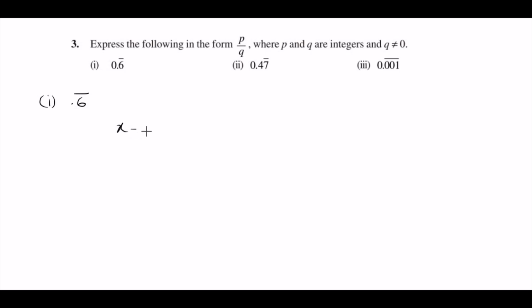So let x be 0.666 that goes on with the first equation. Here only one number is repeating. So you have to multiply the first equation by 10. When you multiply by 10, you have to multiply both the sides. That is the left hand side and right hand side. So you get x into 10 as 10x and 0.666 into 10 as 6.666 that goes on. This is the second equation.